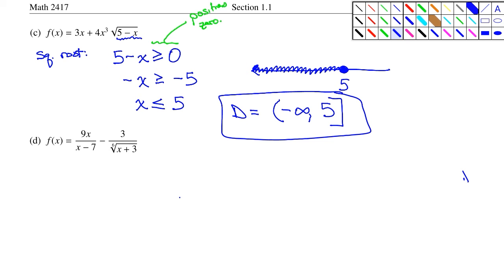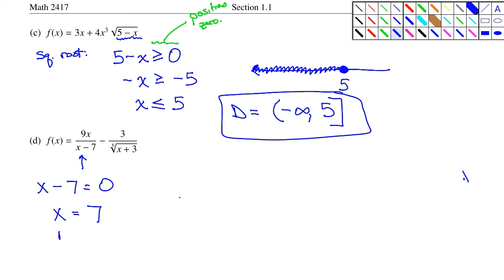Lastly, we have part D. F of x is equal to 9x over x minus 7 minus 3 over the 6th root of x plus 3. So we have sort of a mixture of things here. Let's start with this first fraction. We have a denominator. We have x minus 7. Well, we know the denominator can't be equal to 0, so I'm going to set that equal to 0 and solve for x. And I get x is equal to 7.